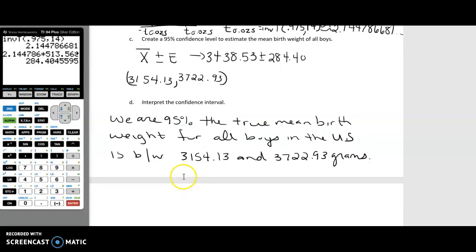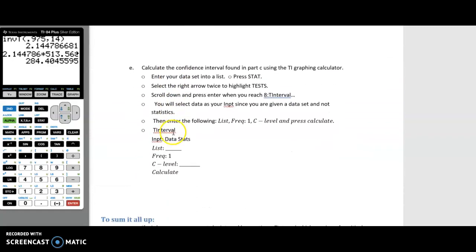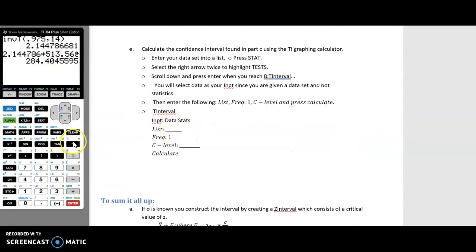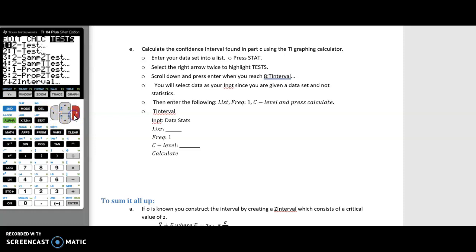Okay, so now we're going to do it in the calculator. To do this in the calculator, you don't have to do it by hand, right? We are using a T interval here, so you press the stat button. You right arrow over to test at the top, and you scroll down. You have to decide between Z interval and T interval. In this problem, sigma is not known. They don't tell you the population standard deviation, so we're using a T interval. Press enter.